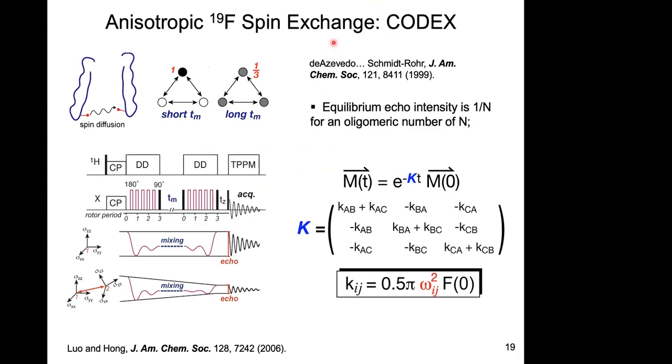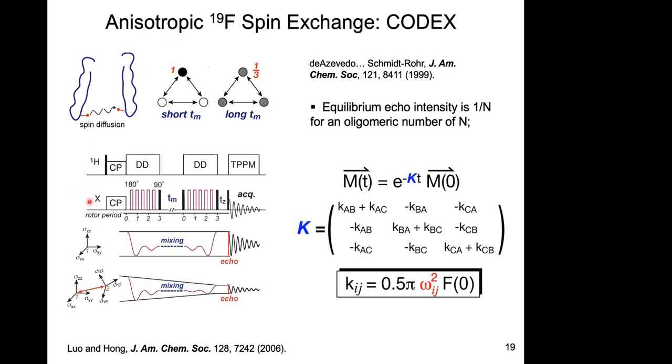The first author is Eduardo de Azevedo. It's a very clever idea developed to look at slow exchange or motion on the tens to hundreds of millisecond time scale in solid state NMR under magic angle spinning. And in my group, I simply tailored that experiment not for studying slow motion, but for studying spin diffusion and counting the number of spins in an oligomeric complex. Let me just show you the pulse sequence. The pulse sequence can study either.